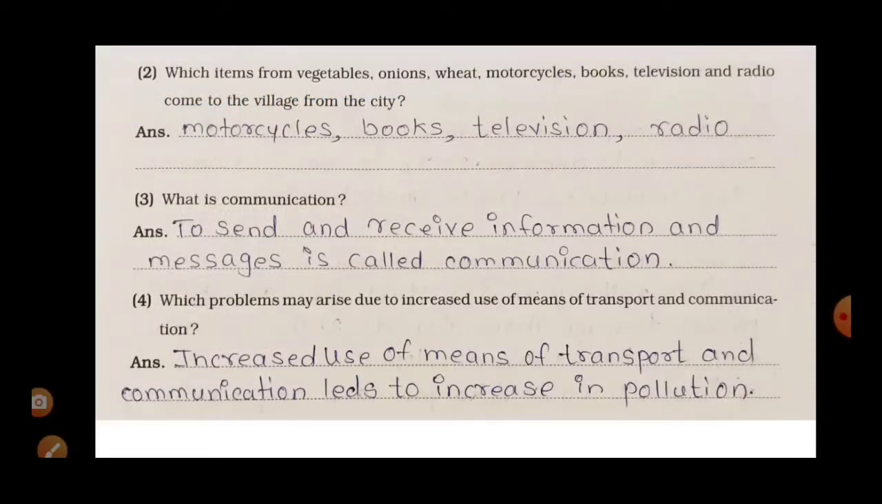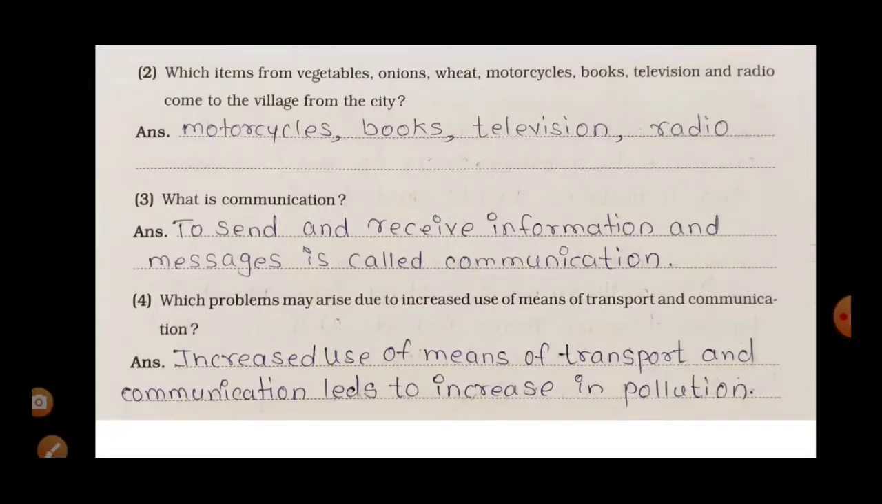Question number 2, which items from vegetables, onions, wheat, motorcycles, books, television and radio come to the village from the city? Answer, motorcycles, books, television, radio. Question number 3, what is communication? Answer, to send and receive information and messages is called communication.